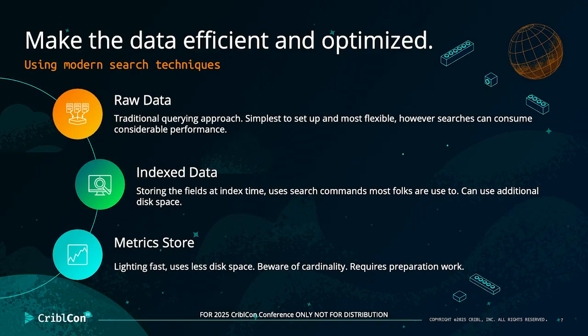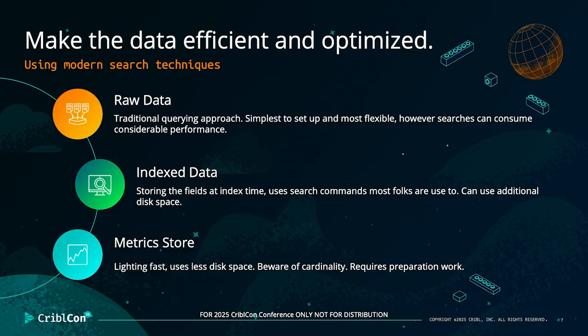All right, so the first thing you have to think about is making the data efficient and optimized, so using modern search techniques. Again, you can use raw data. You can do your traditional raw searching. It works. It's great. We've used it for the last 20 years. It's not the quickest thing in the world. Lately, at least where I work, we've done a lot more on indexed data. We've seen a lot of speed improvements. We've taken searches that used to take 90 minutes down to sub-minute.